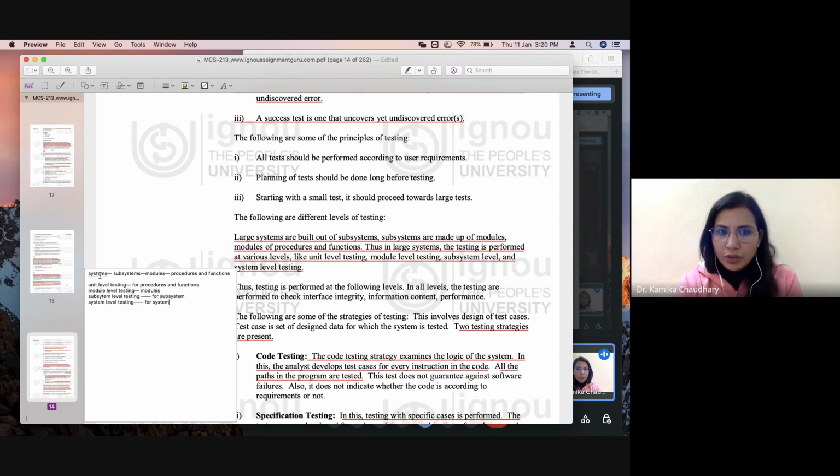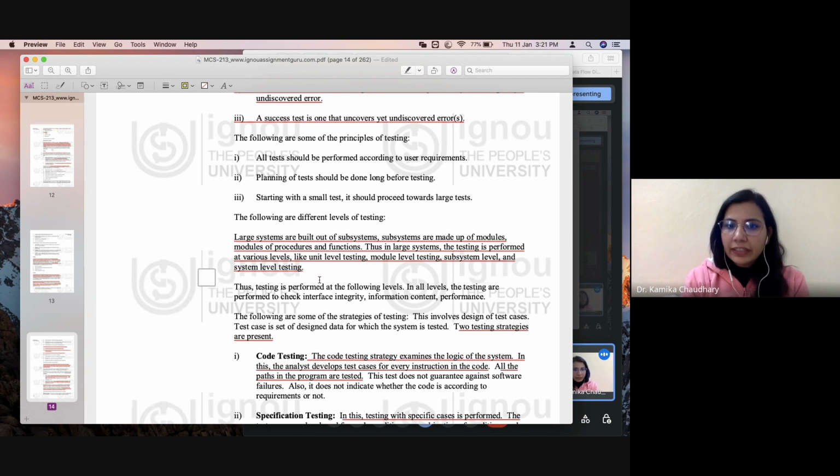The system is broken down into subsystems. Subsystems are broken down into modules, and modules are broken down into procedures and functions, which are the parts of our program. Whenever we write a program, it consists of procedures and functions. Now, unit level testing is performed onto what? It is used for testing our procedures and functions. Second, module level testing is used for testing our modules. Third, subsystem level testing is used for testing our subsystem. And the fourth is system level testing, which is performed onto our system.